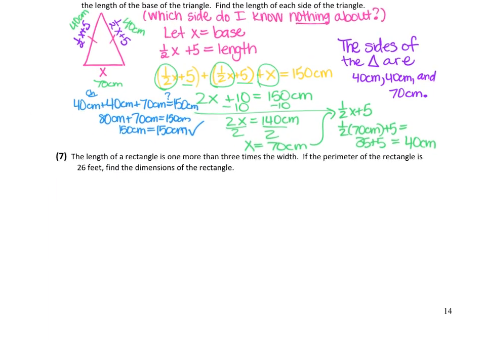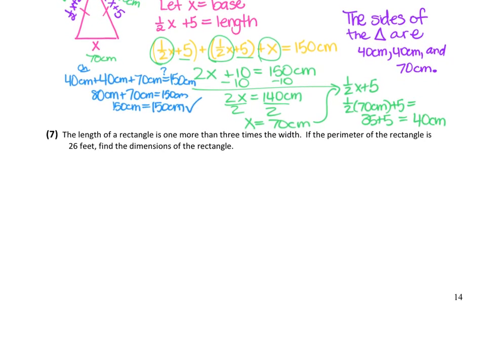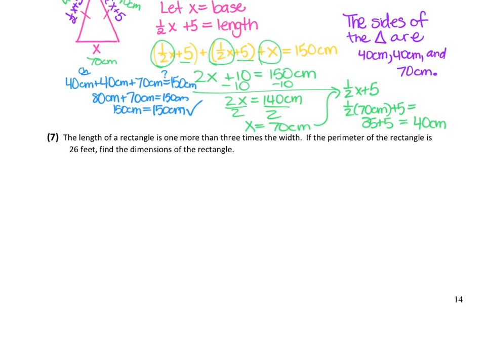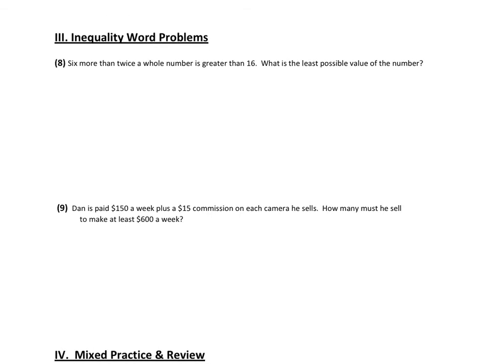I want you guys to try number 7 on your own. This is another perimeter problem and it's a rectangle. So don't forget to draw your rectangle and label everything there. And then the last type of problem that I want to go over with you is inequality word problems. We've been talking a lot about inequalities.